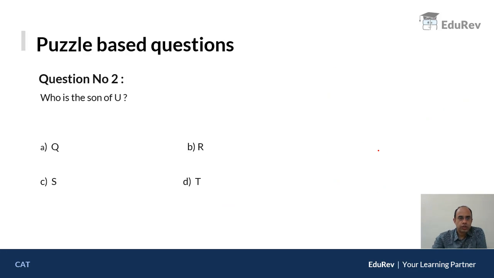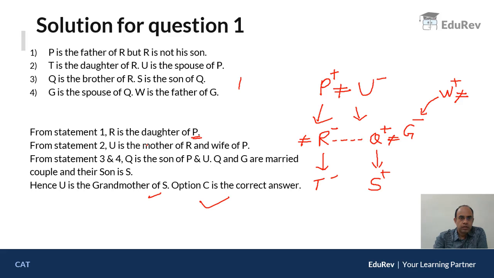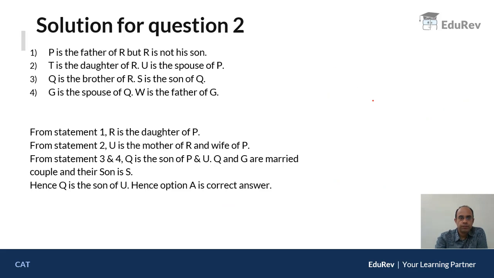Now coming to the second question. The question says, who is the son of U? Fine. And four options are given to you, Q, R, S, T. Now moving backward in this family tree, who is the son of U? So P and U are a married couple and observing they have got two children. R is a daughter and Q is the son. Therefore, Q is the son of U.